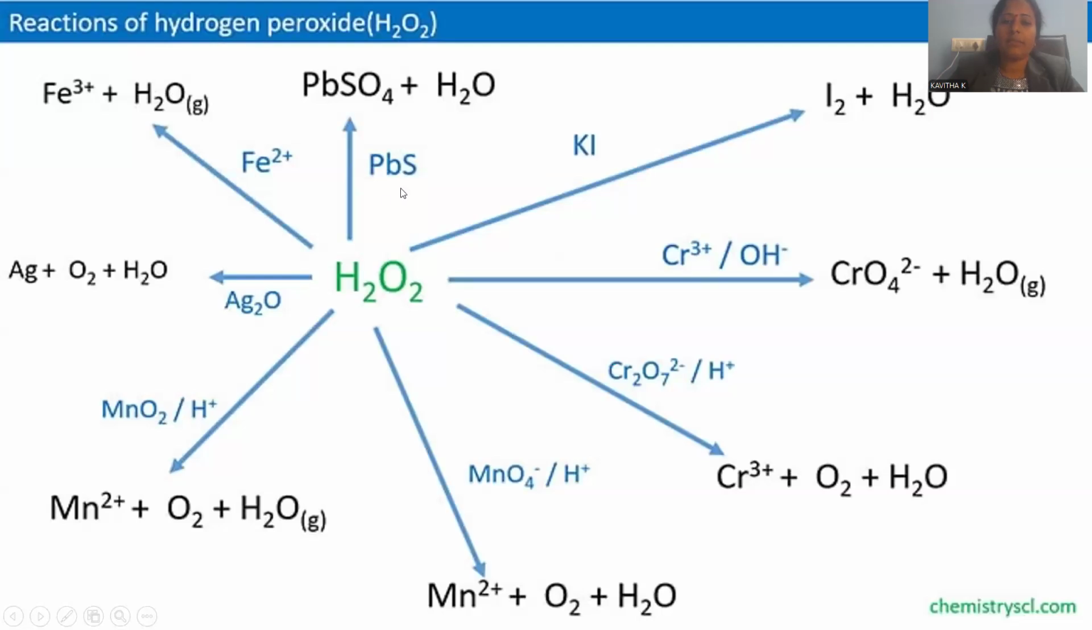Hydrogen peroxide can be treated with lead sulfide. Whenever sulfide is treated, there is a higher oxidation state for the compound, giving rise to lead sulfate. More oxygens are added, and this is said to be what? Oxidation process, giving water as a byproduct.